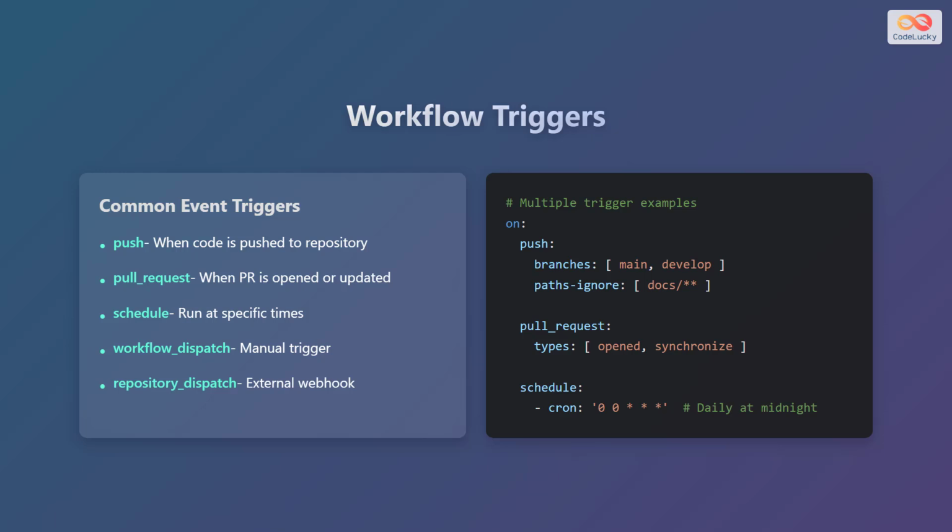The workflow dispatch event enables manual triggering of the workflow, and the repository dispatch event is used to trigger workflows from external webhooks. Here's an example of a workflow file with multiple trigger examples.